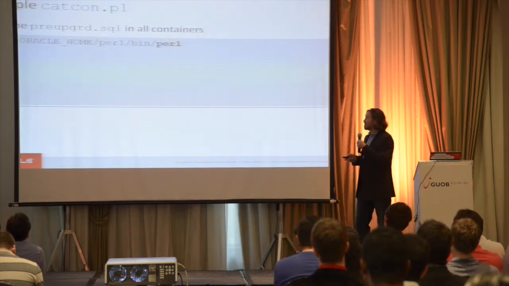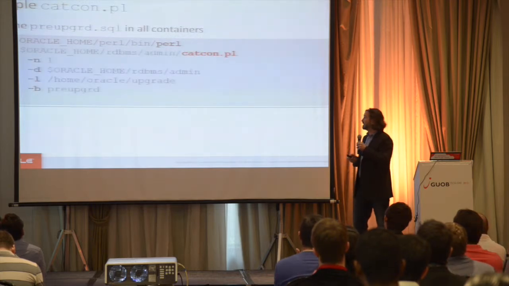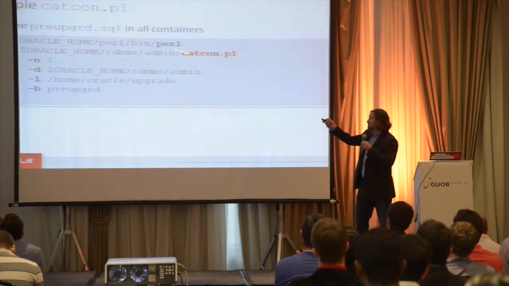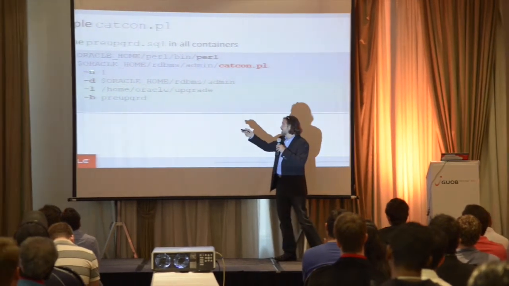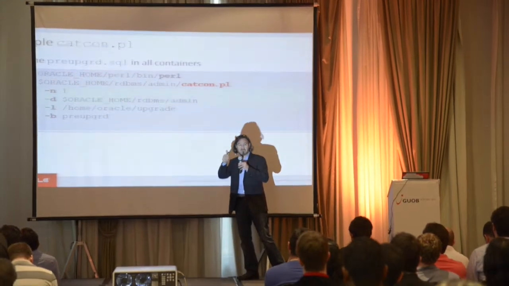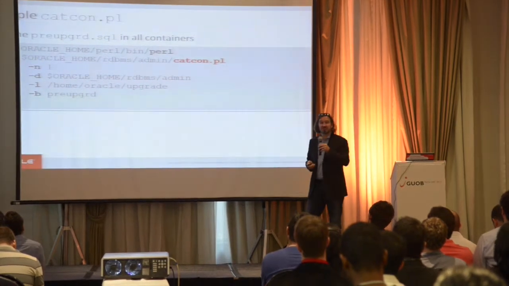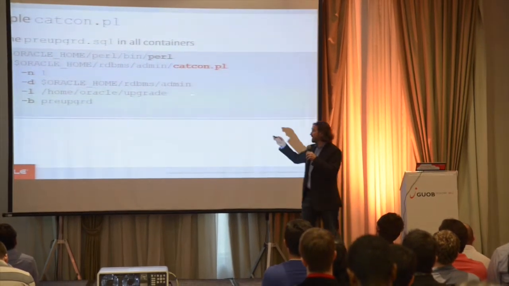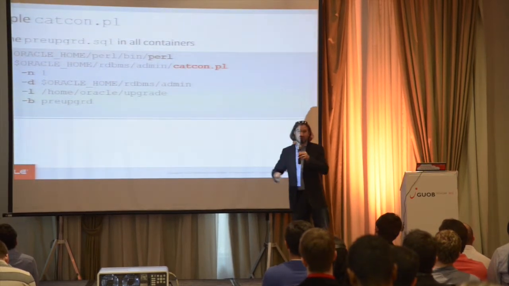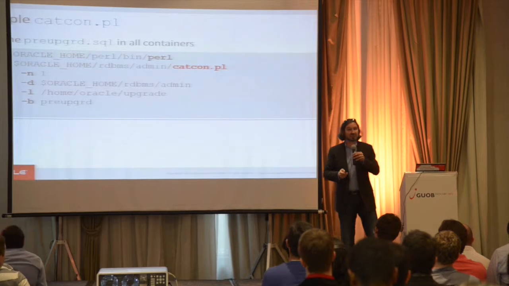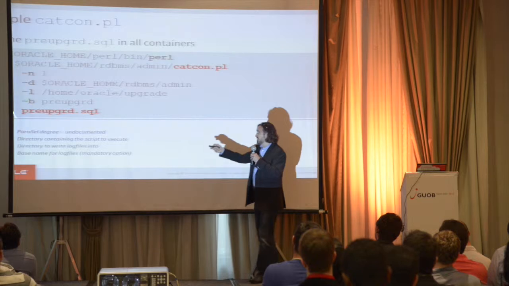So let's start by calling the Oracle Perl. That's important, don't use the OS Perl. I run catcon, which is in rdbms/admin, and you see now I use a bunch of options. -n gives you the parallel degree. I say 1 because I want one output script here. Then the directory where the script I want to execute is located, my log directory where I log into, and a base name for the log files. And a lot of these options are mandatory. And finally at the end, I execute now pre-upgrade.sql.